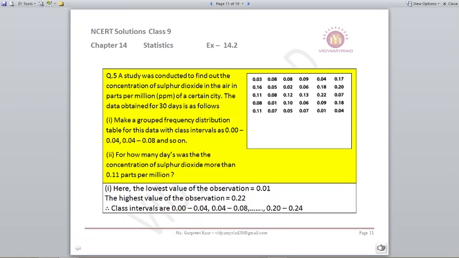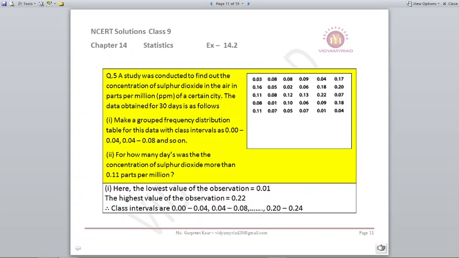Question number 5. A study was conducted to find out the concentration of sulfur dioxide in the air, in parts per million, of a certain city. The data obtained for 30 days is as follows. Make a group frequency distribution with the class interval as 0.00 to 0.04 and it goes on. So we should know about its highest value, and according to that, we need to make the table till 0.20 to 0.24.